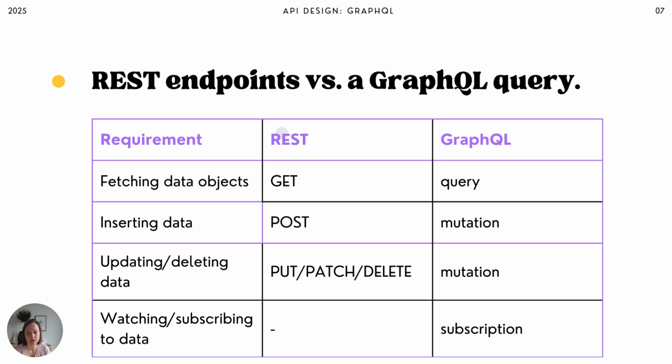In terms of endpoints, in REST, we're used to this HTTP standard. We get, we post, or we put, patch, delete when we update or delete the data. We don't have any watching capabilities, so that needs to be implemented by external tools. In GraphQL, there is a different lingo for all of these things. You just have a query.